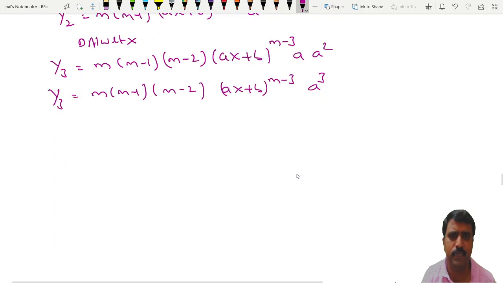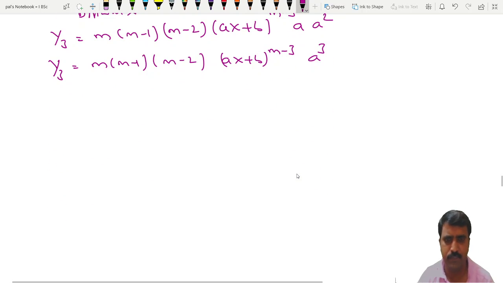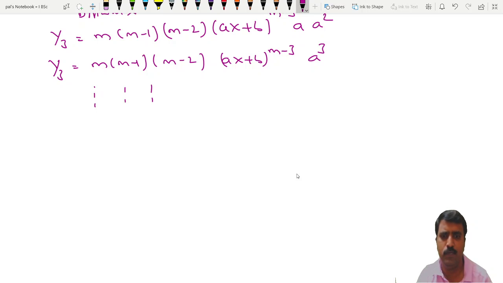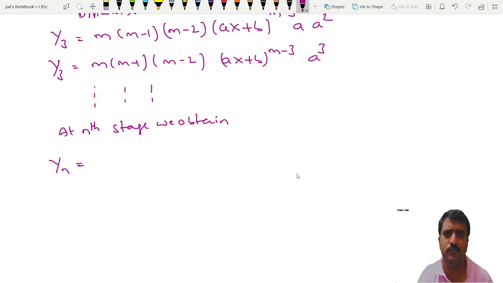So if you go on continuing like this, at the nth stage we obtain that yn is equal to. Here in y3 we have three factors.